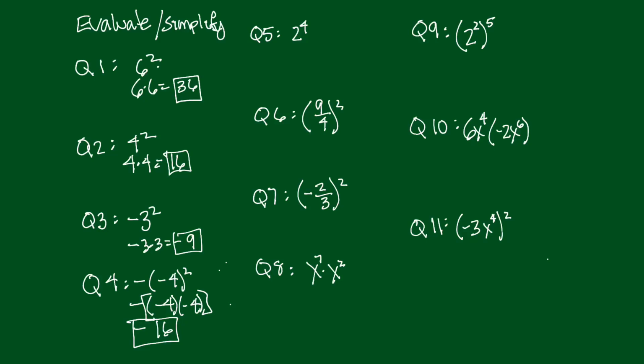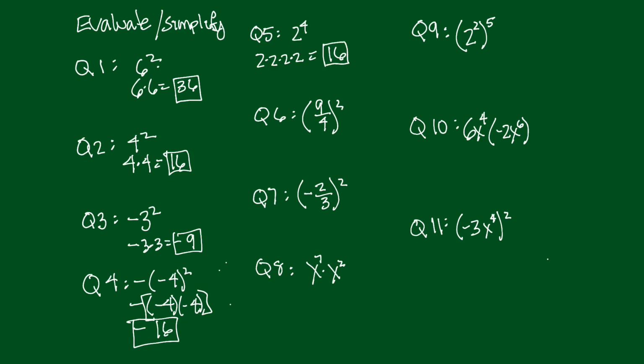Number 5, question 5, 2 to the 4th. This is 2 times 2 times 2 times 2. That 2 appears 4 times in that multiplication, which is 16. 2 times 2 is 4, times 2 is 8, times 2 is 16.